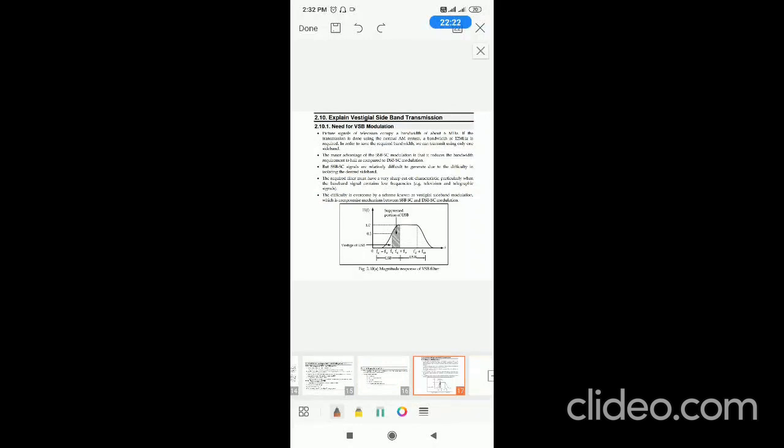The major advantage of SSB is that it reduces the bandwidth, but SSB signals are relatively difficult to generate due to the difficulty in isolating the desired sideband. The required filter must have a sharp characteristic, particularly when the baseband signal contains low frequencies. So this is very important, right?